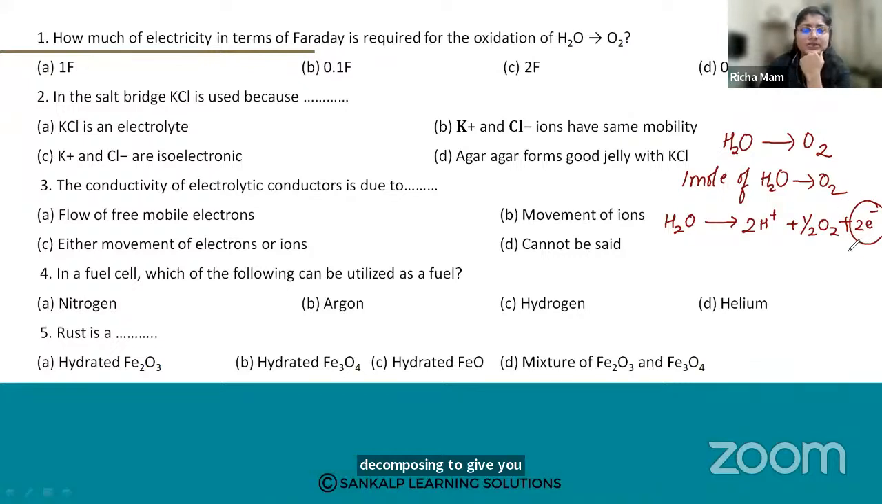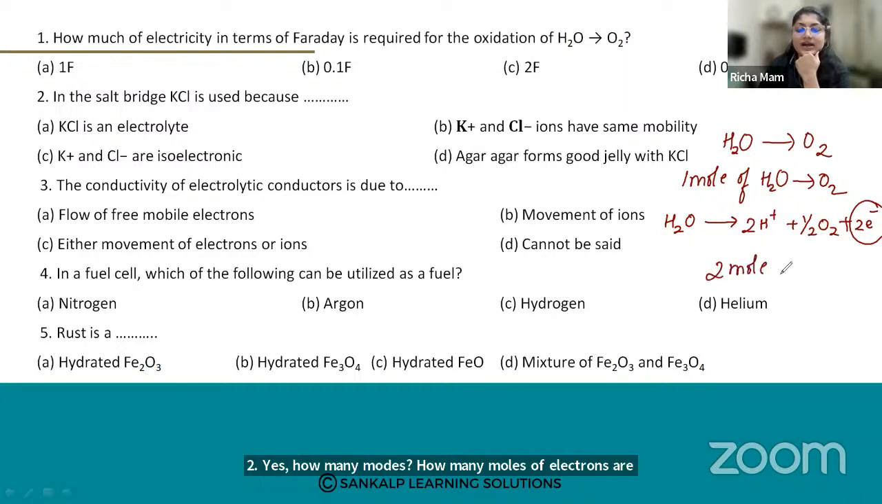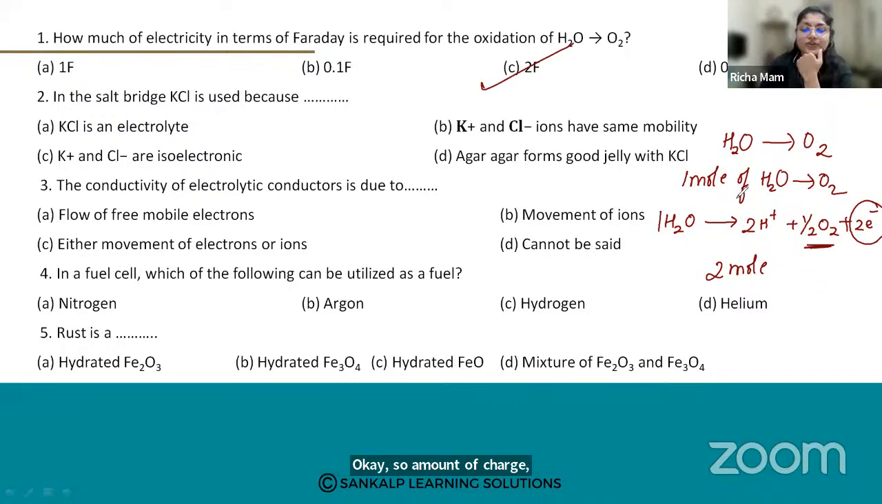Yes, how many moles of electrons are released here? 2 moles, right? So 2 moles of electrons are released when 1 mole of water decomposes to give you O2. So the amount of charge required is 2 Faraday.